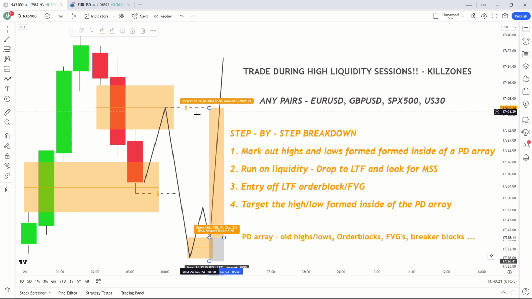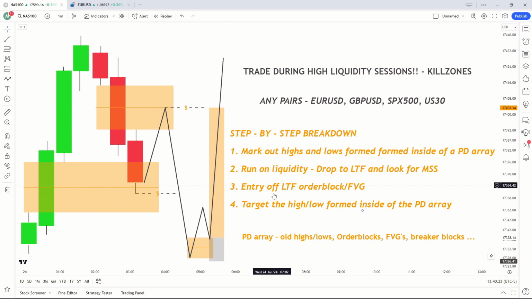And as you guys can see, the strategy is as simple as that. I'll show you a couple examples on the live market so you guys can see how I implement the strategy in the live market and how well it works. So let's get into it.